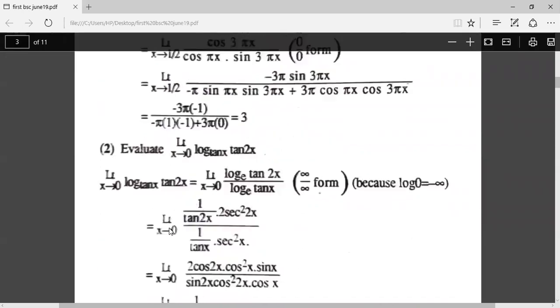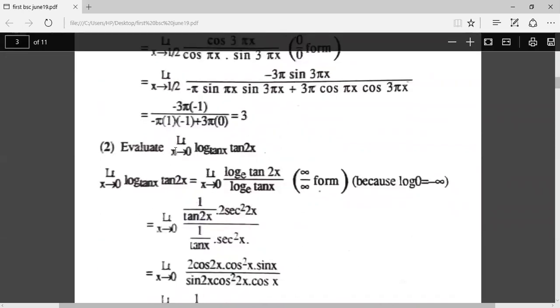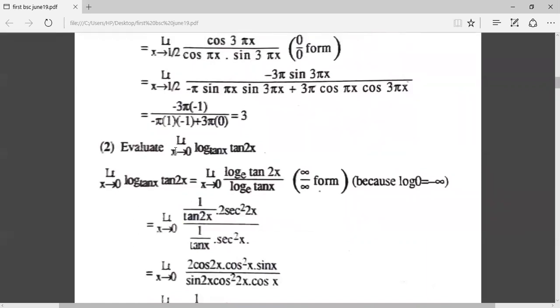Next, we shall take another problem on indeterminate form, infinity by infinity. Limit x tends to 0, log tan 2x to the base tan x. Remember, it is base tan x. Again, using that logarithmic fourth law. What is the logarithmic fourth law? Log m to base n is log m divided by log n. So using that fourth law of logarithm, we can write this as limit x tends to 0 of log tan 2x divided by log tan x.